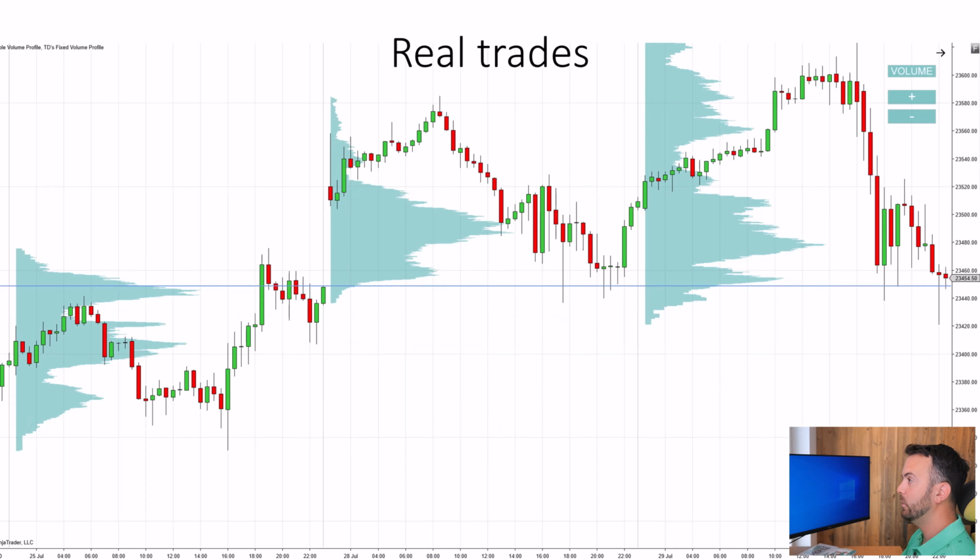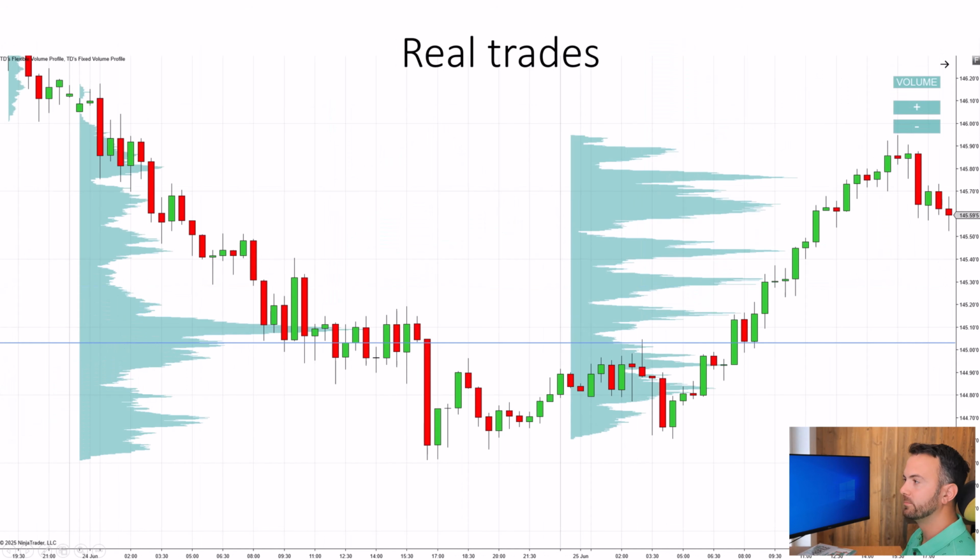And yeah, this is how it went. Let me show you one more. This is a trade which I took recently on the US dollar Japanese yen. This is a 30-minute chart, daily profiles.